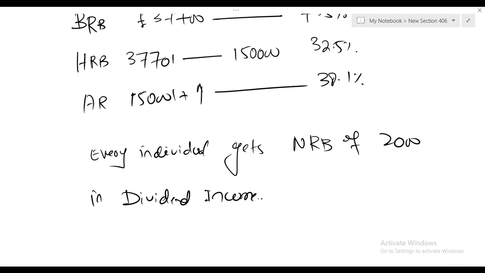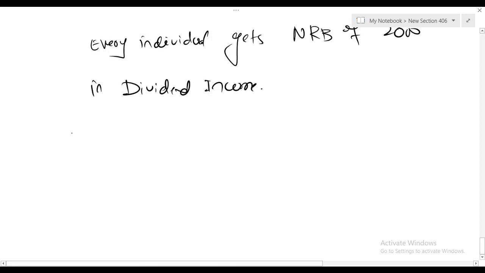And what is the sequence of calculating tax? Actually, first we apply tax rate on non-saving income. Second, we go for saving income, and at the end, we go for dividend income. So let's see the question. Once again, we have Mr. X.